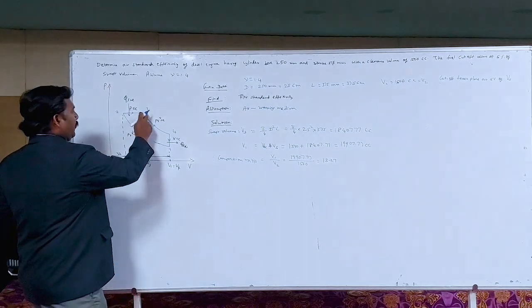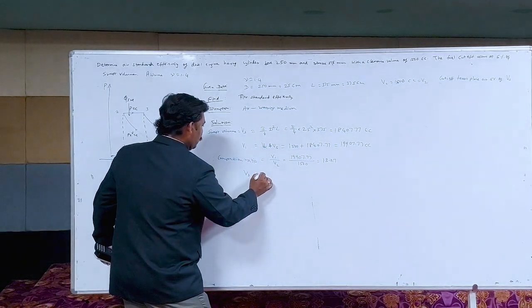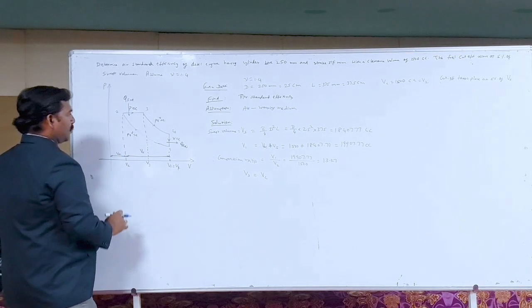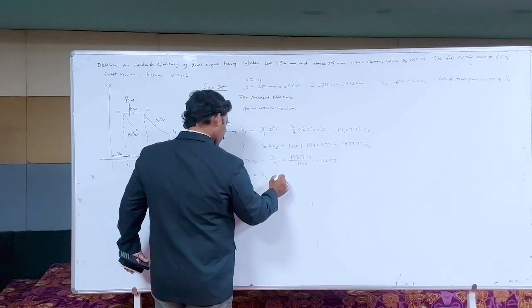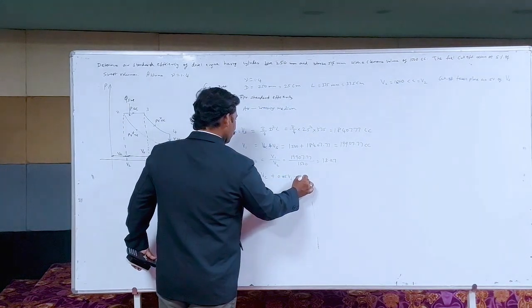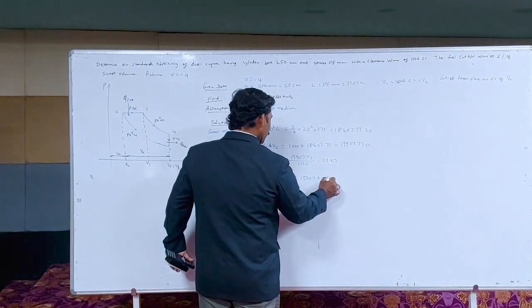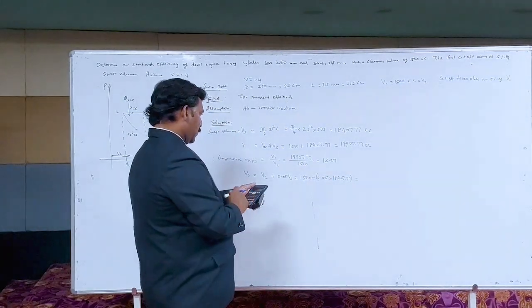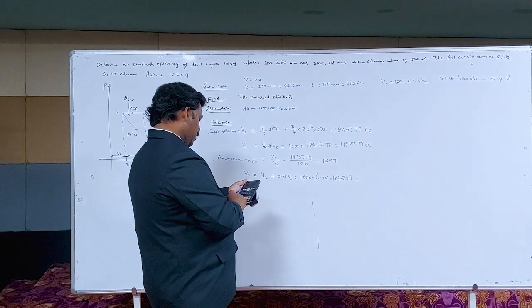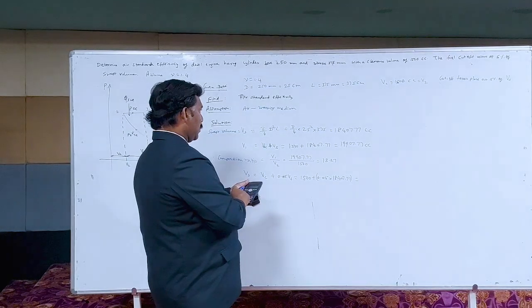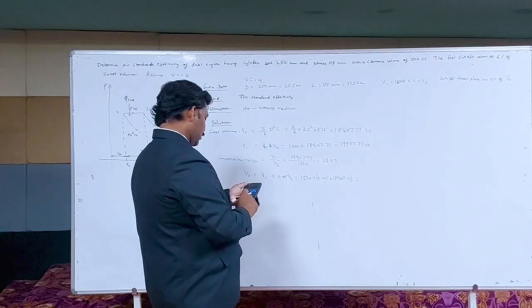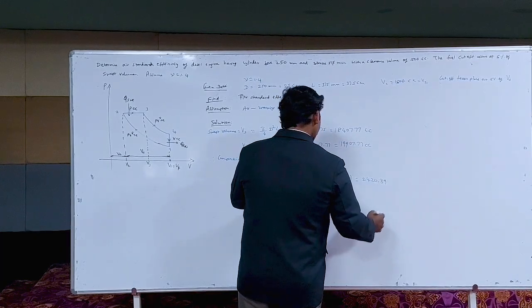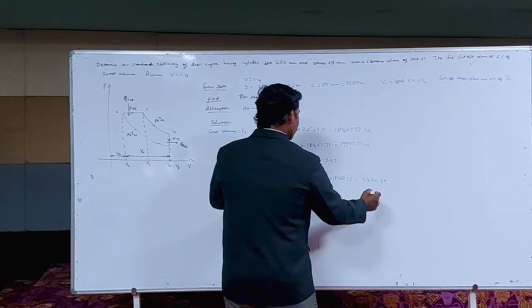Now we have to find out the V3 value. V3 is Vc plus 5% of Vs, that is equal to 1500 plus 0.05 into 18,407.77. So you get 2420.39 cc.